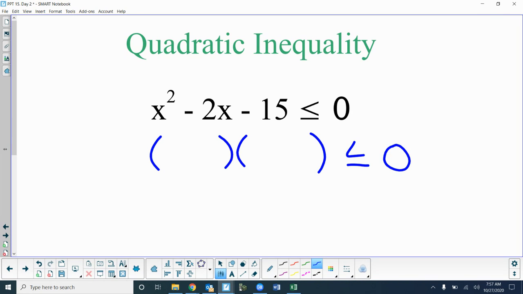What are the factors? It's an easy one because A is 1. What are the factors of negative 15 that add up to negative 2? Positive 5, negative 3. Close. Yeah, negative 5 and positive 3. When I multiply negative 5 times 3, I get the negative 15. And when I add negative 5 and 3, I get the negative 2. Okay?